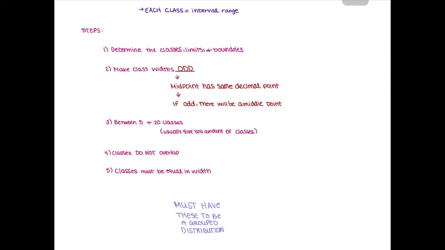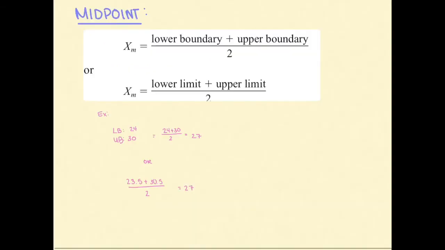2. Make class widths odd, so that way there is a midpoint. The midpoint formula is the lower boundary plus the upper boundary all over 2, or the lower limit and the upper limit all over 2.